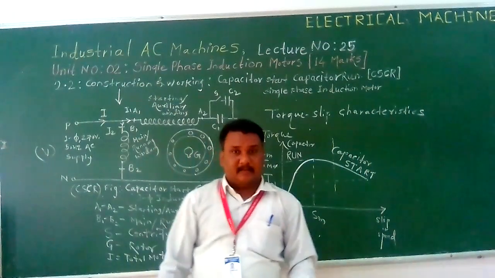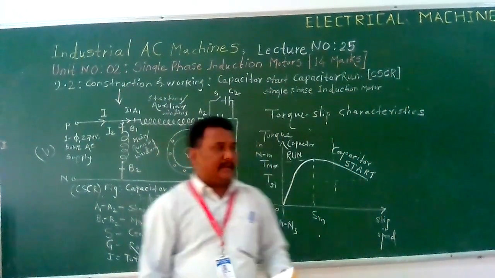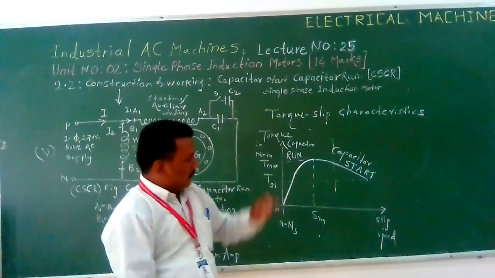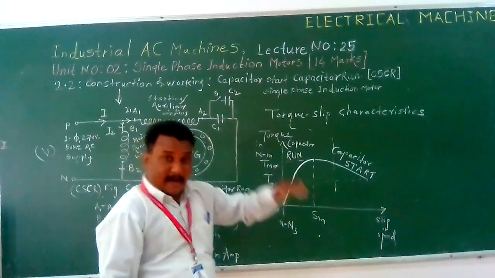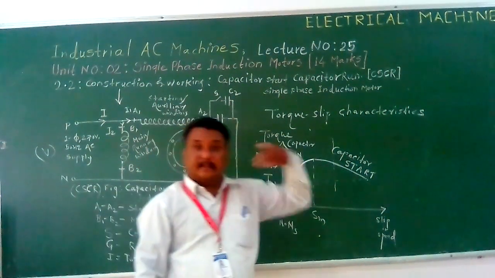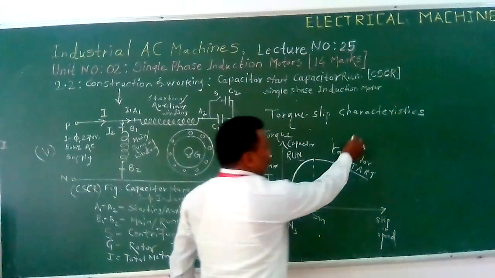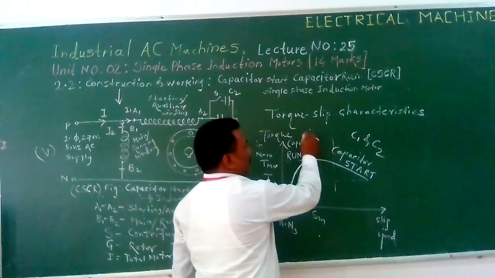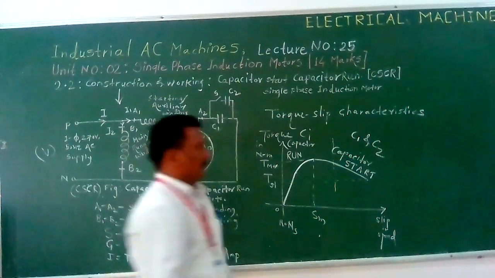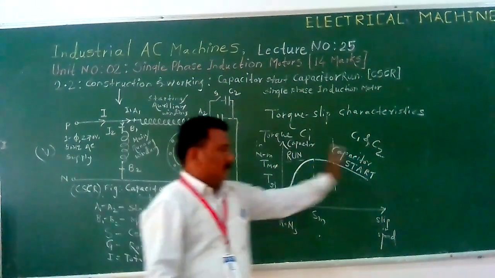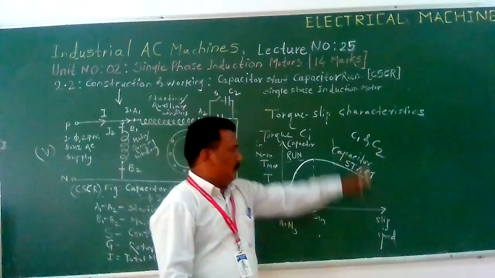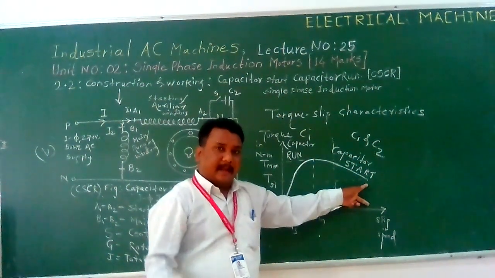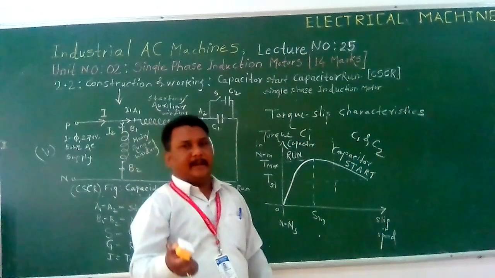Hence, we see different applications. So the student must know that this type of motor has a high starting torque and high running torque. Here C1 and C2 are present, whereas there only C1 is present. The main difference is that due to C1 and C2, the starting torque is high as compared to resistance split phase.